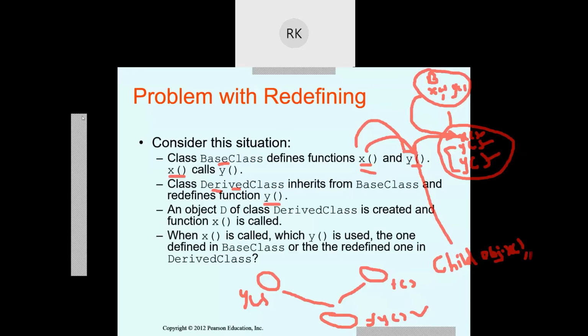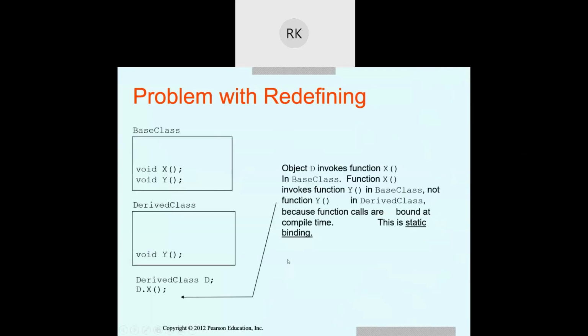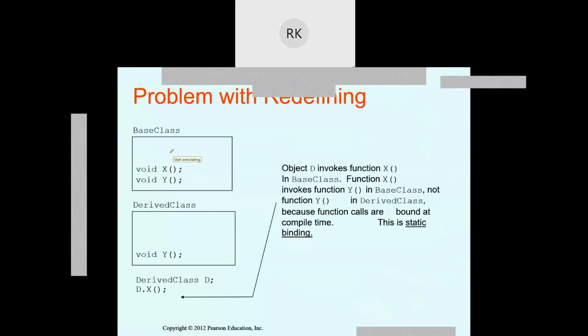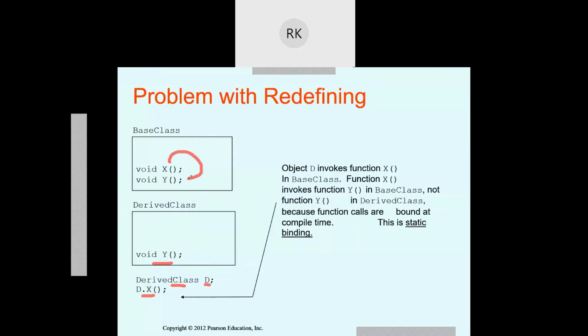It is explained in further detail in this one. It is like this, you see. The base class has a function x and y. These two functions are here. The child class redefines the function y. So the child class object, which is D, calls the x, but the x is calling the y.